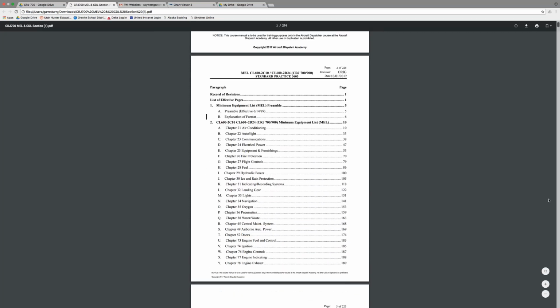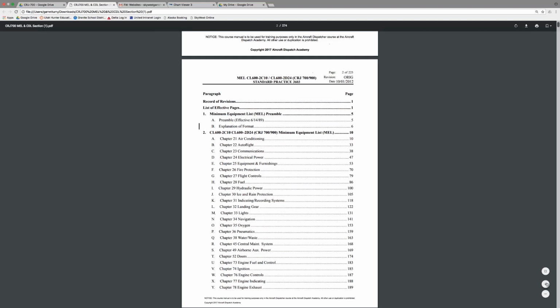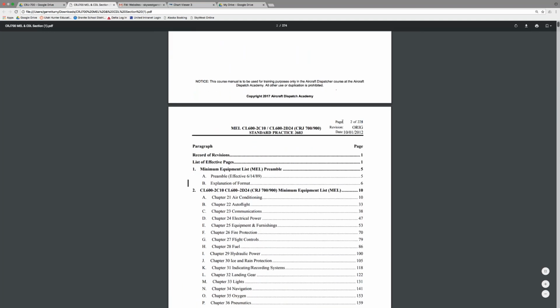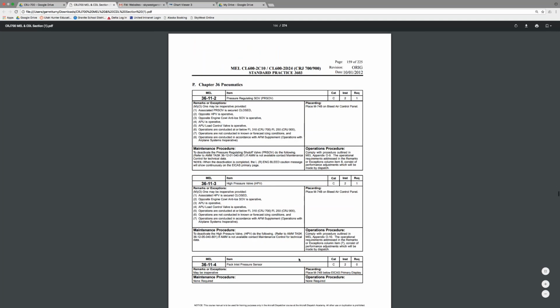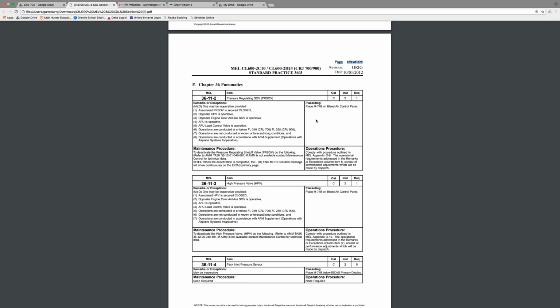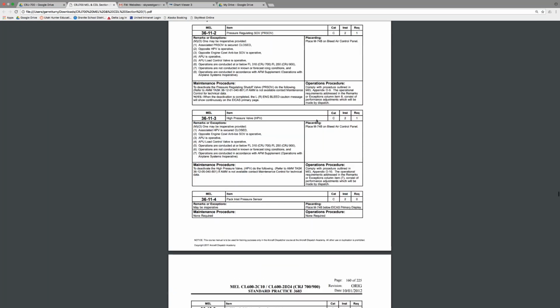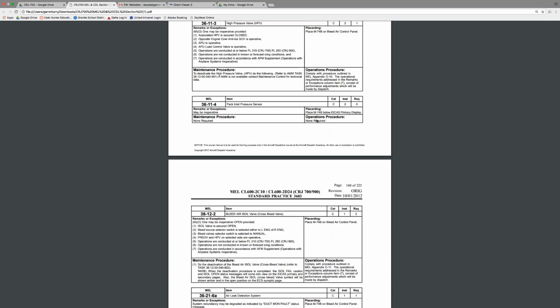If you come look at my screen really quick. So this is page 2 of 225 right here, right? Okay. Look at P, it says pneumatics. If you click on that, it takes you to page 159 of 225. Okay. Pneumatics. P.